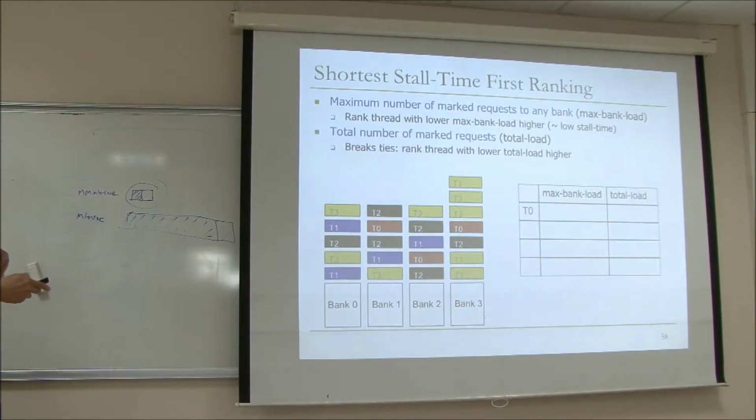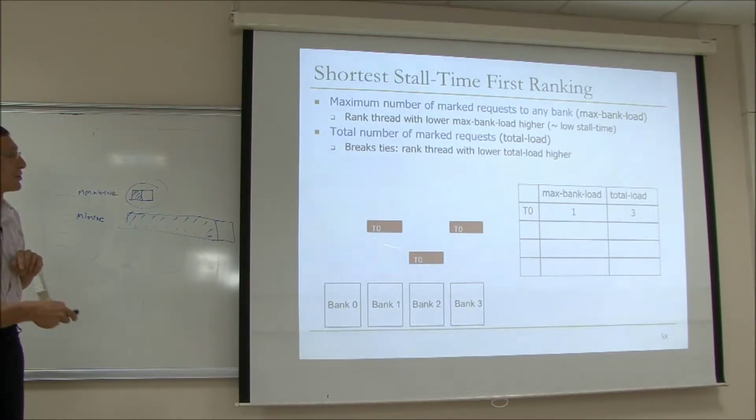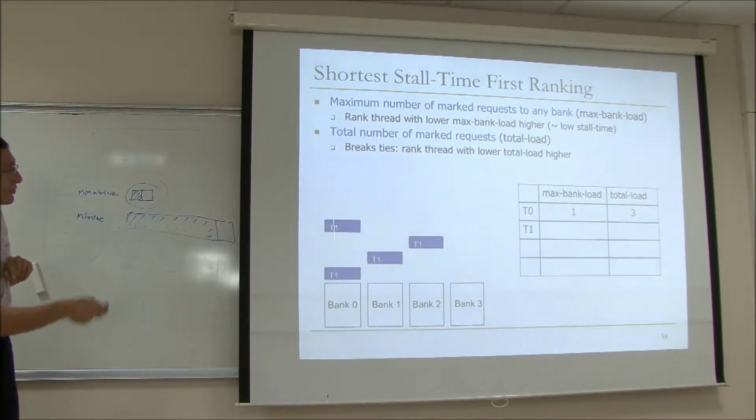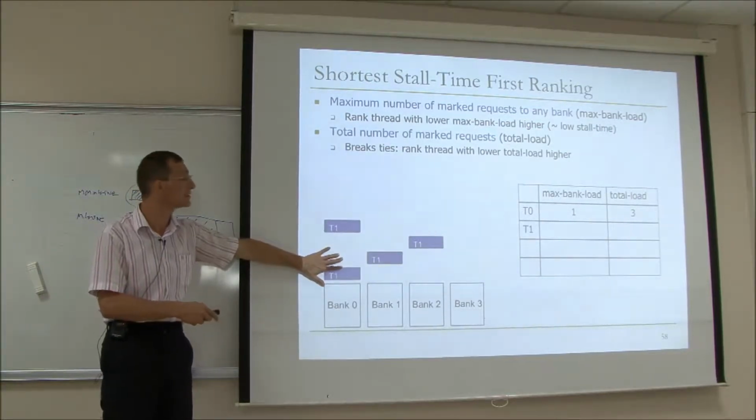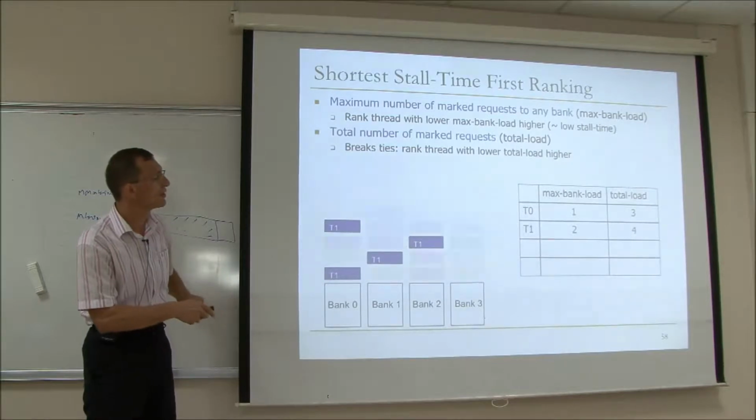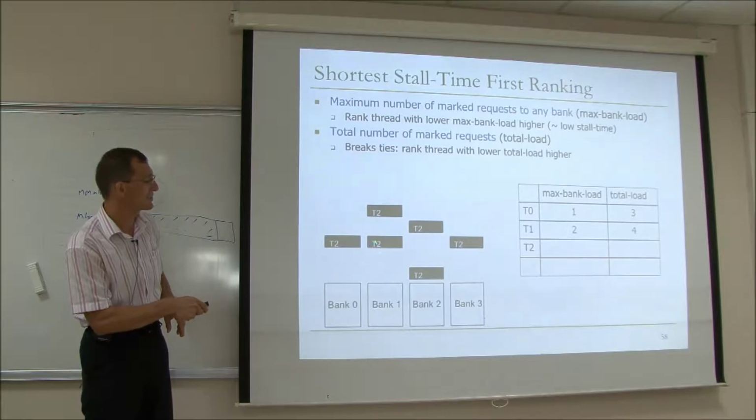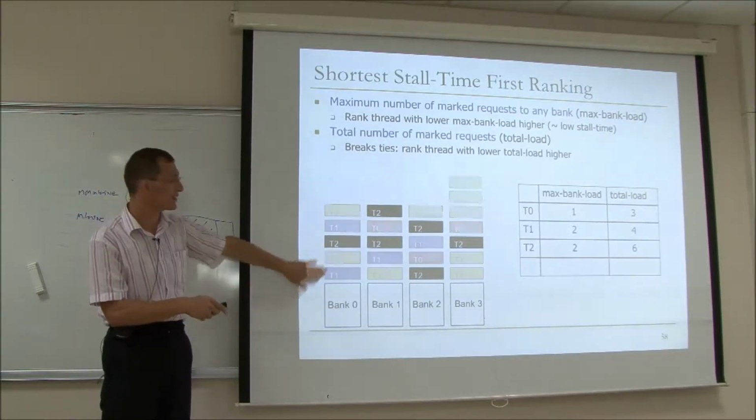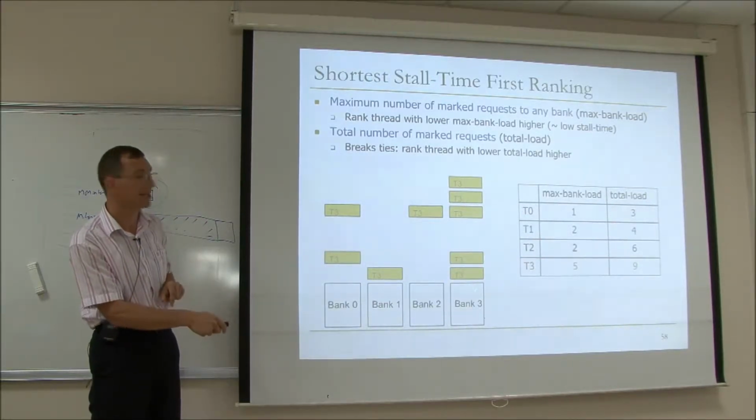Let's take thread 0. Thread 0's max bank load is 1 because the maximum number of requests it has to any bank is 1, right? And its total load is 3 because it has 3 requests to all banks. Thread 1's max bank load is 2 because the maximum number of requests it has to any bank is 2. It has 2 requests to bank 0, and its total load is 4. Thread 2's max bank load is 2 also because the maximum number of requests it has to any bank is 2, to bank 1 and bank 2. And its total load is 6. And thread 3's max bank load is 5 because it has 5 requests to bank 3, and its total load is 9.